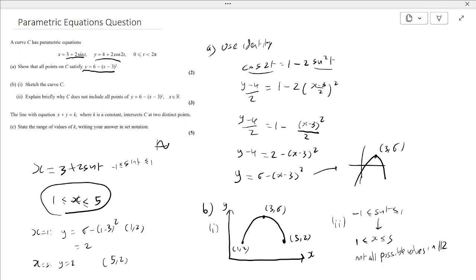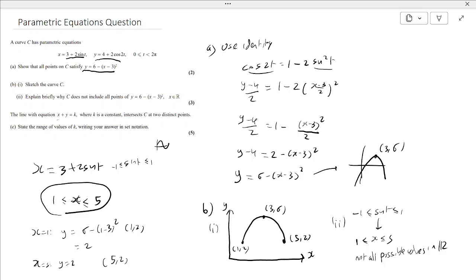Part C is, I think, why this is so late on the paper. It says the line with equation x plus y equals k intersects this curve at 2 distinct points. State the range of values of k. And what possible values could k be, such that this straight line will meet our quadratic curve at 2 points.